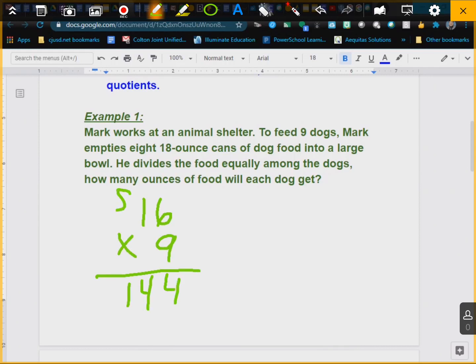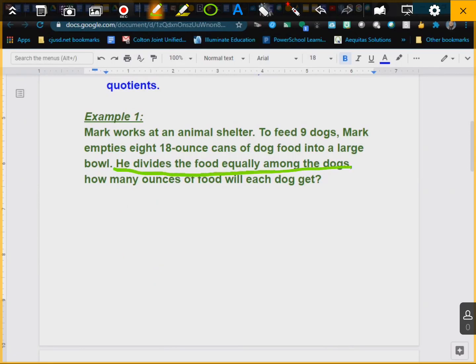So, I know that when he divides the food equally among the dogs, each dog is going to get 16 ounces. Okay? Notice what I did. I combined 18 times 8, then I divided it by 9. Okay? Alright, let's go ahead and do number 2.